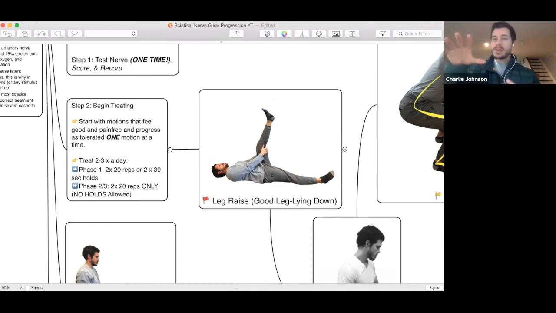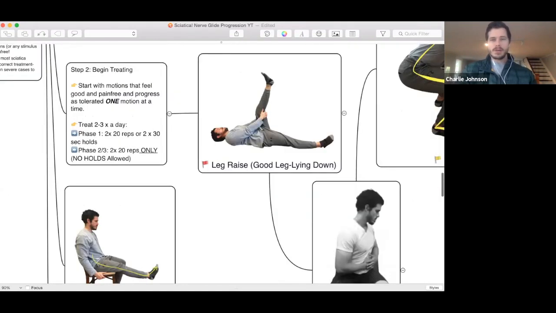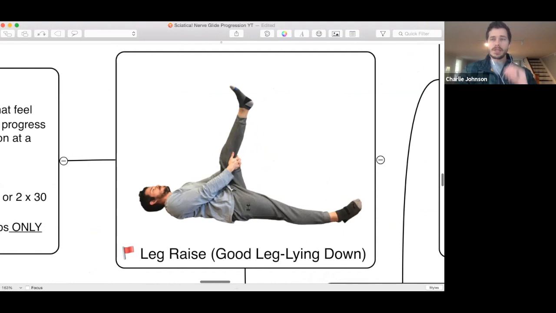The nerve doesn't want to be lengthened. So if we shorten it by working the other leg, then that's a possibility for treatment that maybe you haven't thought of. So I want to change your perspective around this. So what you're going to do is you've already tested. You're going to go ahead and do that leg raise, either reps or holds.